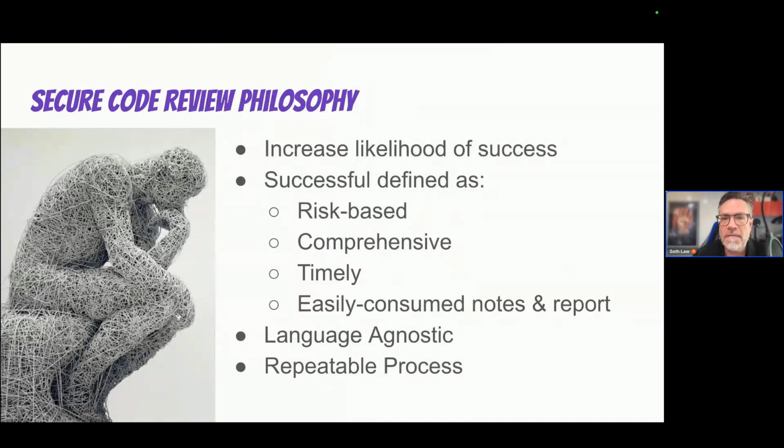So the philosophy here is that we just want to increase our likelihood of success. And the success is something that is risk-based. We are prioritizing the amount of time that we have to look at code based on the risks to that code and to that organization. We want to be as comprehensive as possible, again applying that prioritization to the lens of the code review.